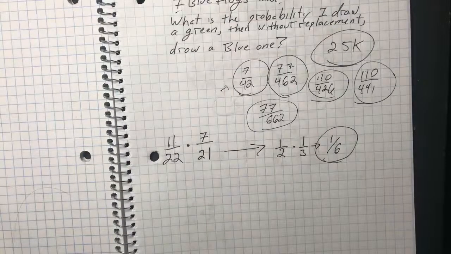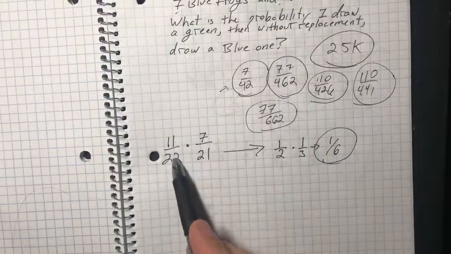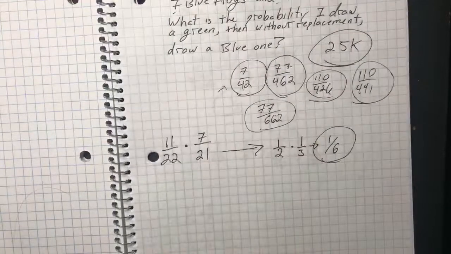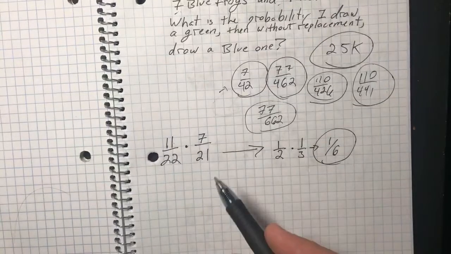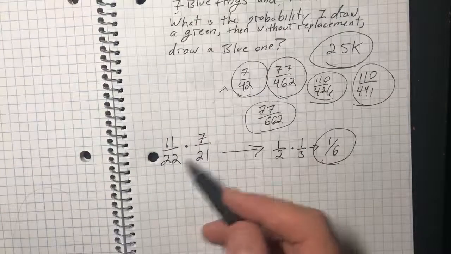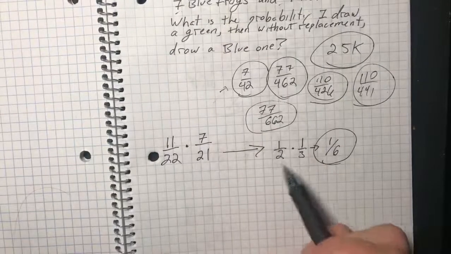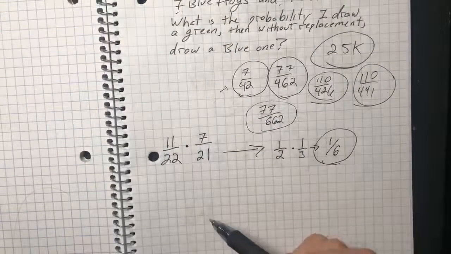Oh, you did 21 times 21. Yeah, that's going to crash you every time. Remember, it's the total amount. How did I reduce it so fast? Just 11 divided by 11 is 1, and 22 divided by 11 is 2. 7 divided by 7 is 1, and 21 divided by 7 is 3. So 1/2, 1/3, bang, knock it out.